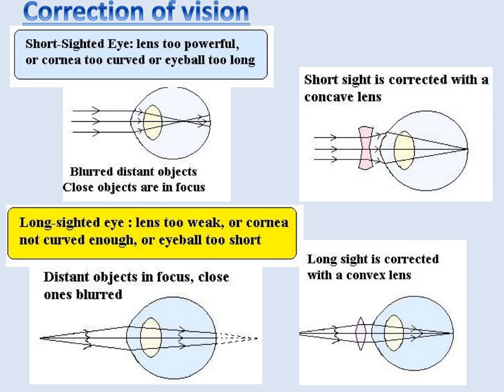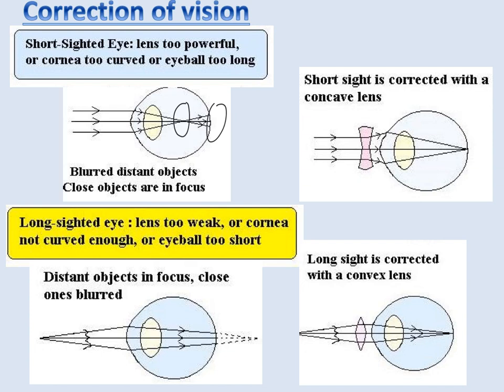So if you're short-sighted, the reason for that is that your lens is usually too powerful, or your cornea is too curved, or your eyeball's too long. And what that basically means is that you're bringing your light rays into focus in the centre of your eye, rather than on the back of the retina. This makes distant objects appear blurred, and close objects will remain in focus.